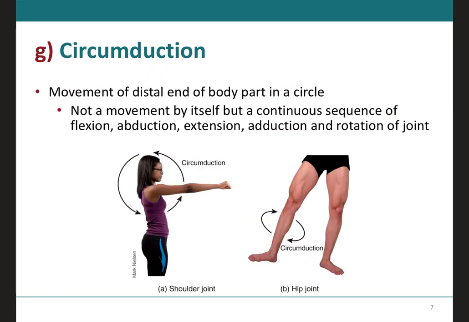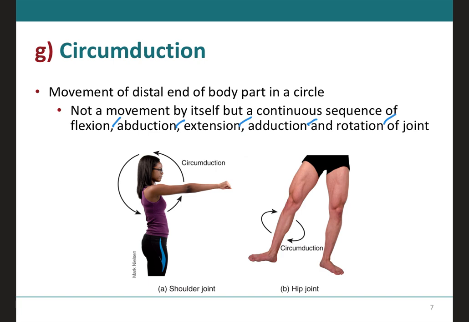Circumduction is going to be a movement of the distal end of a body part in a circle. So circumduction is not an isolated movement by itself, but it's actually going to be a continuous sequence of a few movements together. And these movements are going to be flexion, abduction, extension, adduction, and rotation of a joint.